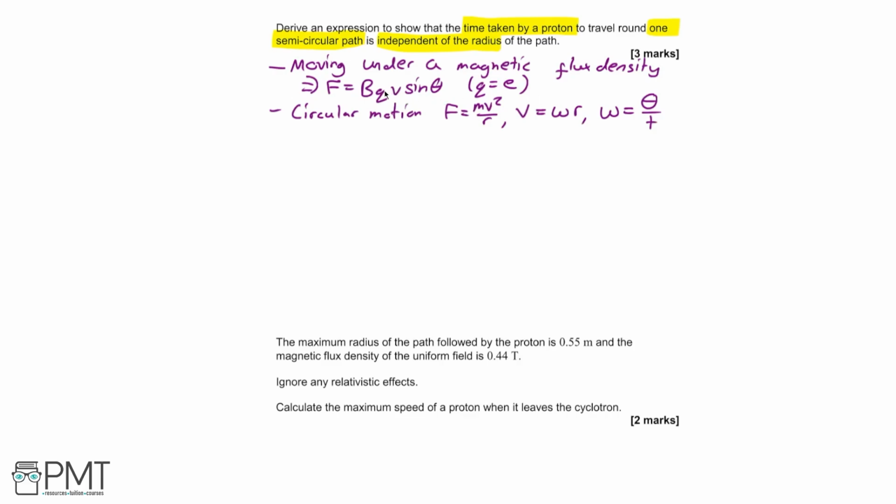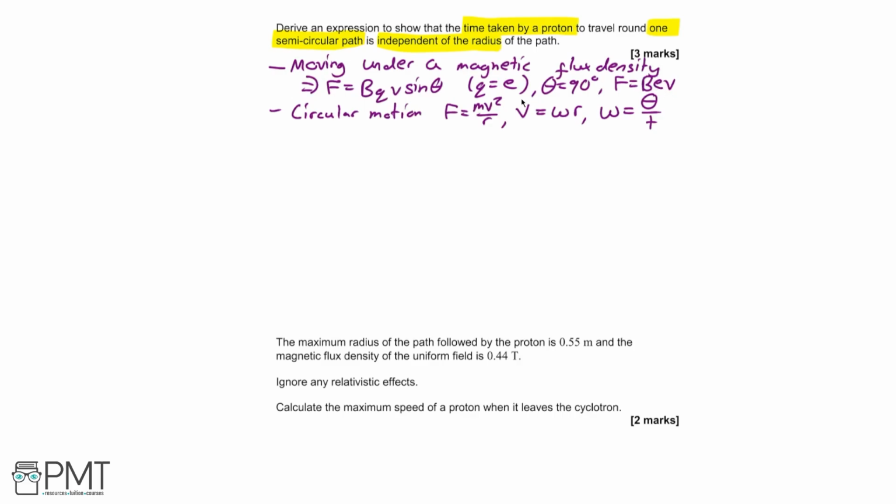Note that in the equation for the magnetic force, we have a sine of theta, where theta is the angle between the current and the field. Since the field is always going into the plane of the paper, and the velocity is in the plane of the paper, these two are perpendicular, so theta is equal to 90 degrees. So we're just left with F is BEV, where B is the magnetic flux density, like I said, E is the elementary charge, and V is the velocity of the proton. Or rather, the magnitude of the velocity of the proton. In other words, its speed.